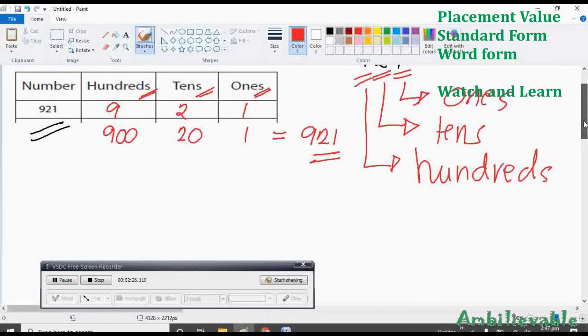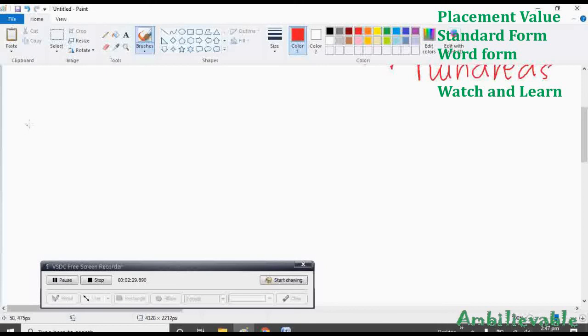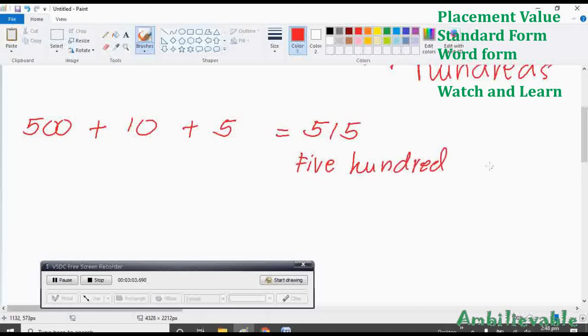Okay, student, another example. I will be giving you the expanded form. We have 500 plus 10 plus 5. Since we know the place value of each digit, we can simply do it like this: 5, 1, 5. So therefore, our standard form for this is 515. So that's how we are going to work with place value, standard form, expanded form, and the word form of numbers.